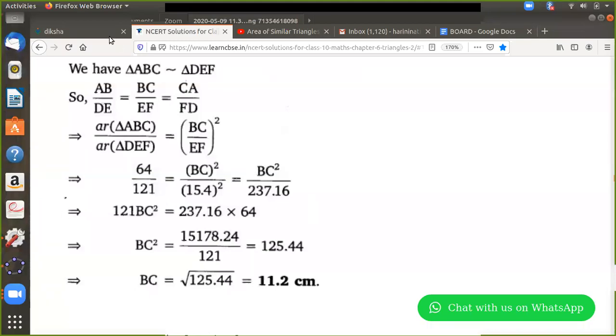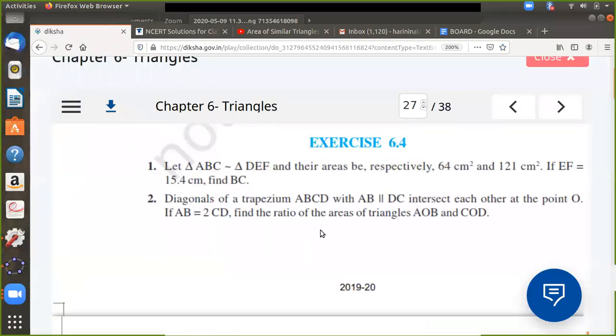Now we will go back again to our second problem. Yes, are we at the second problem? Yes, ma'am. Okay. Diagonals of a trapezium ABCD with AB parallel to DC intersect each other at the point O. If AB is 2 times CD, then find the ratio of the areas of triangles AOB and COD.